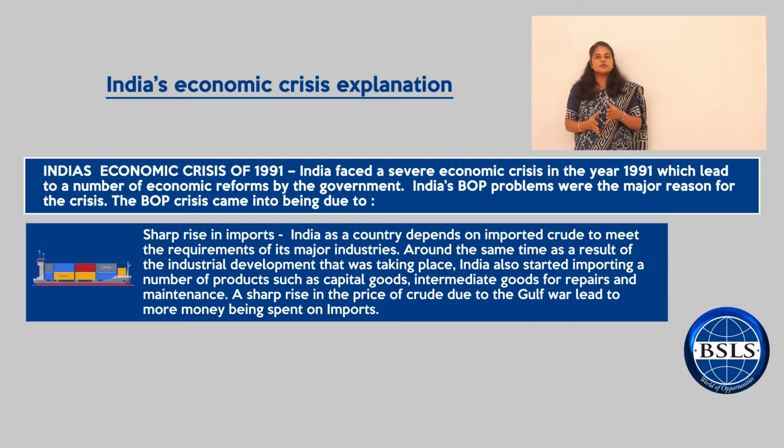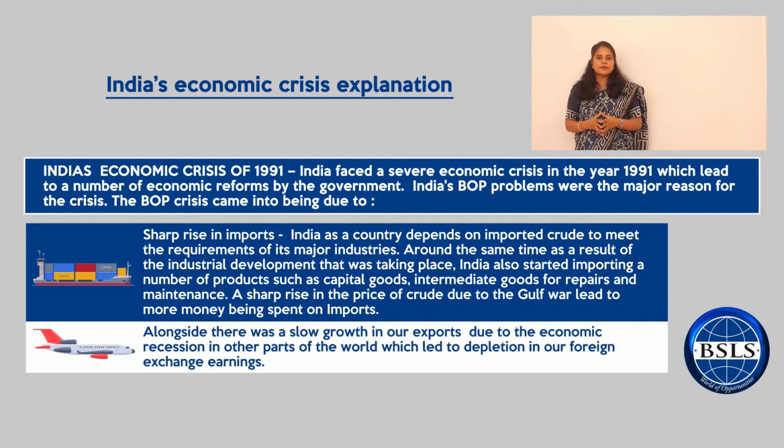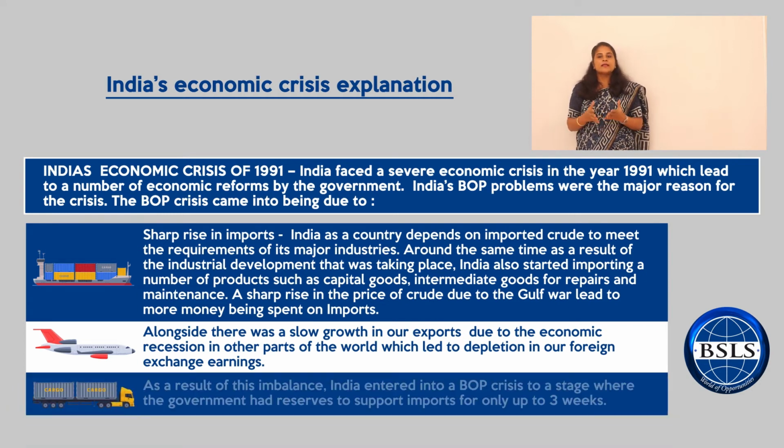On the other side, due to the industrial development happening within the country, India was also importing many products such as capital goods and intermediary goods for repairs and maintenance. This also added to the government spending towards imports, whereas India's export scenario was not favorable because many countries in the world had slipped into an economic recession, thereby reducing India's exports. This imbalance between imports and exports led to India's BOP crisis.